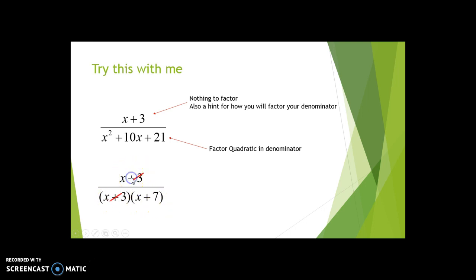Again, these cancel out, but there may be an issue for some of you here because nothing's left in the numerator. So what is our placeholder when everything cancels out of the numerator? It is 1. So all we're left with here is 1 divided by x plus 7.